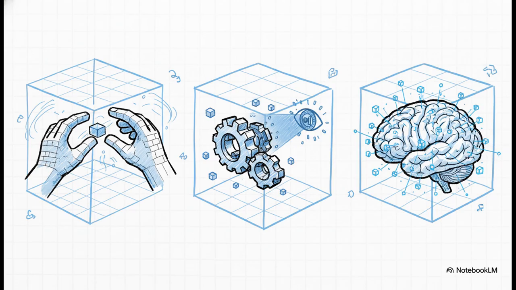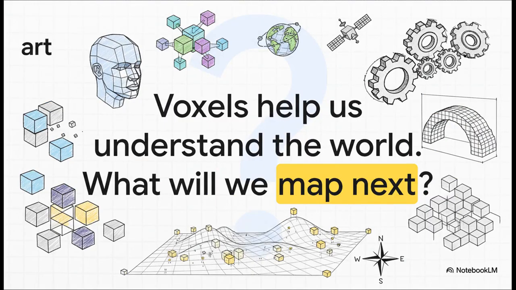It doesn't matter if we're building the world with our hands in VR, teaching a machine to recognize a physical object, or mapping the very connections inside our minds. The humble little voxel gives us a universal grid, a common language to describe and understand our three-dimensional world. It's such a powerful idea, isn't it? Just taking something complex, putting a grid over it, and suddenly making it understandable. This one little concept is already changing everything from art to engineering to neuroscience. So it leaves us with one big question. As our tools get even faster and our data gets even richer, what are we going to map next?